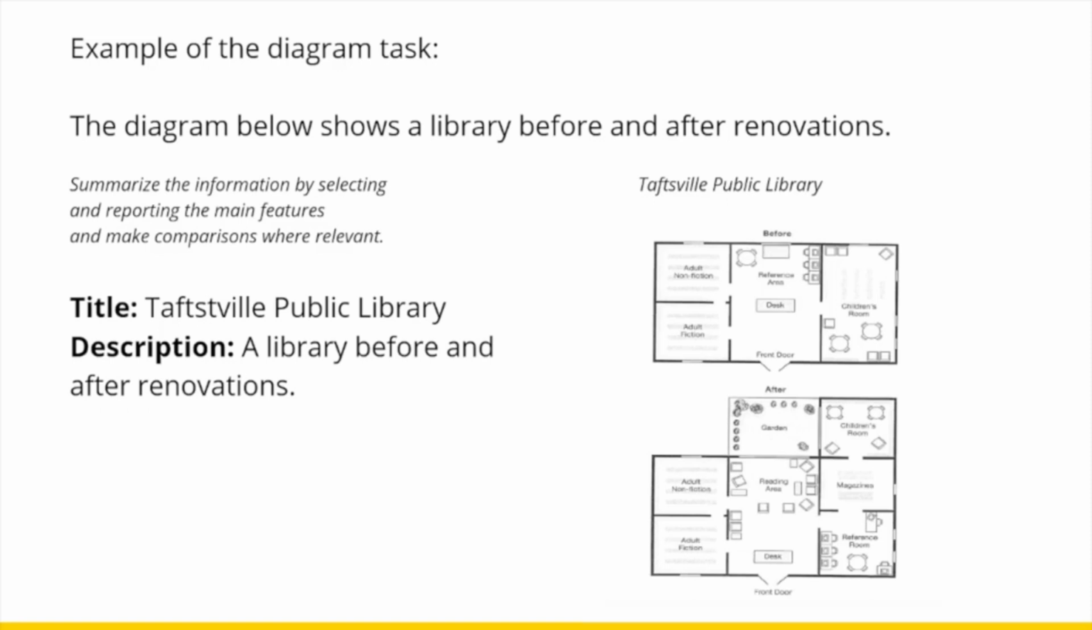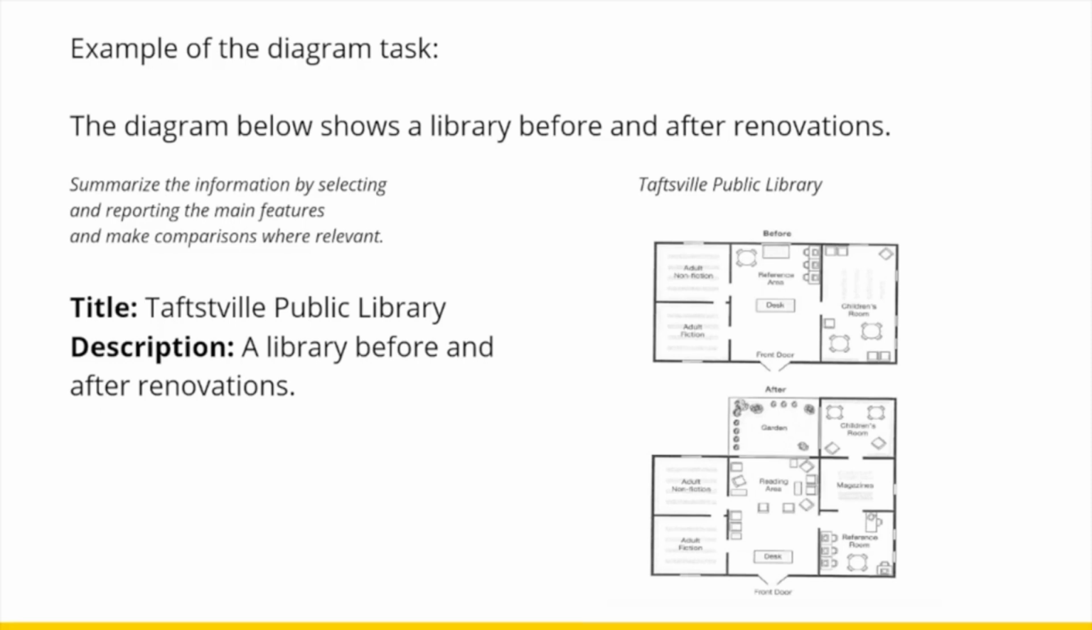All right, so here you have a couple of following notes. For example, when you take notes and you are trying to determine your topic, you can do the following. So title, Taftsville Public Library, and description, a library before and after renovation. So in your essay, you would have to describe how this library used to be in the past, before, and how it has become later. Like, it expanded, it became smaller, it became bigger. So in this case, we can see that this library actually has expanded. It became much bigger than before.